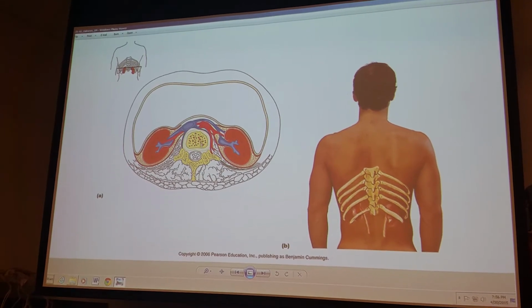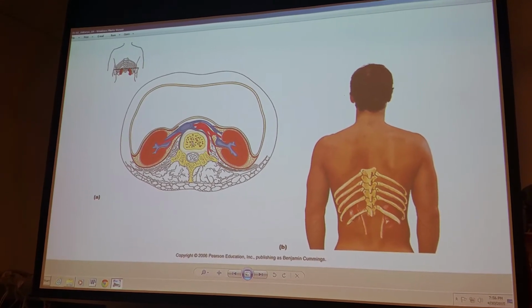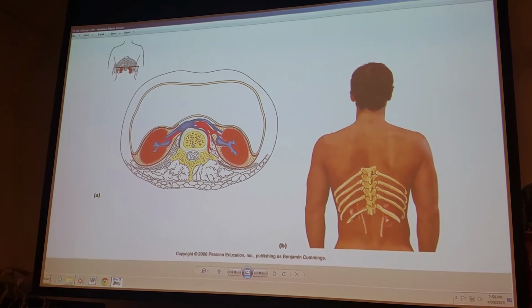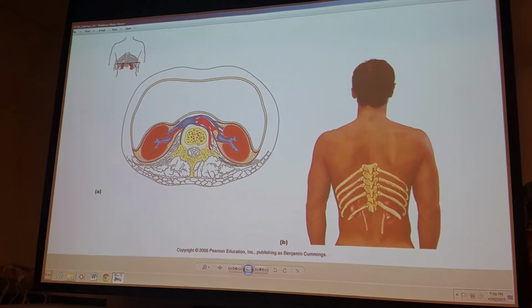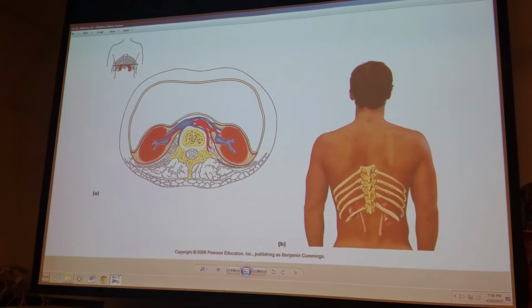What's this thing? Vertebra. Yeah, that's a vertebral body, isn't it? Just to orient you a little bit.